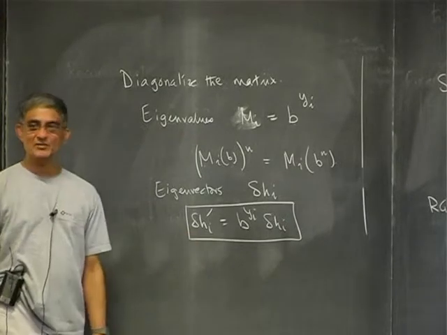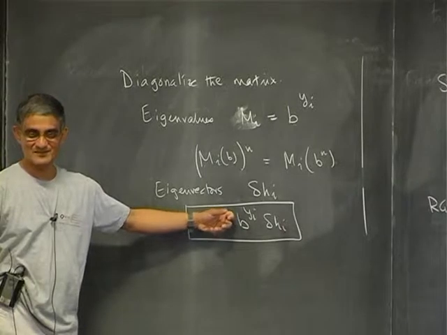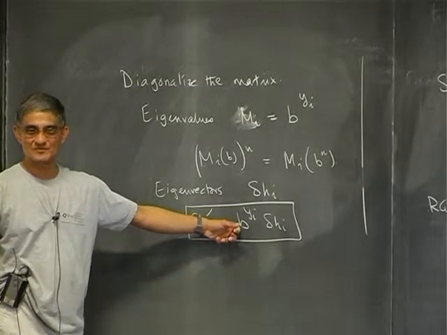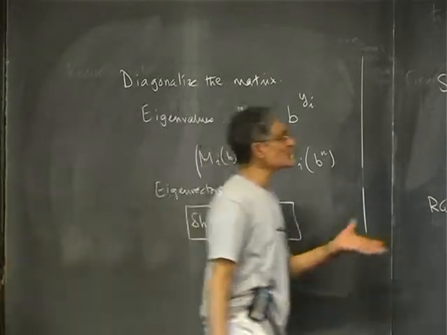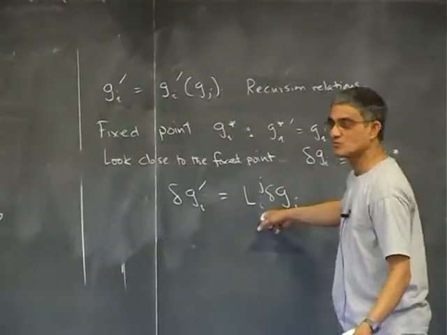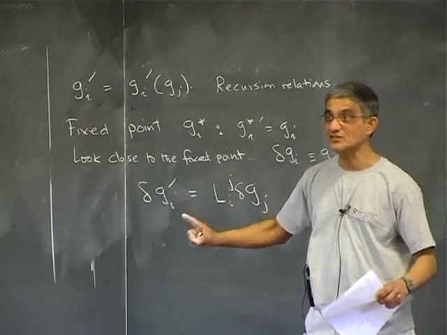In the example which I started discussing yesterday, this was automatic. We already had a basis of these operators where this was true. What I am trying to impress upon you now is that this is not generally true. If I just write some set of operators, it is not guaranteed that this matrix will be diagonal. So you have to go to a basis where the matrix is in fact diagonal.